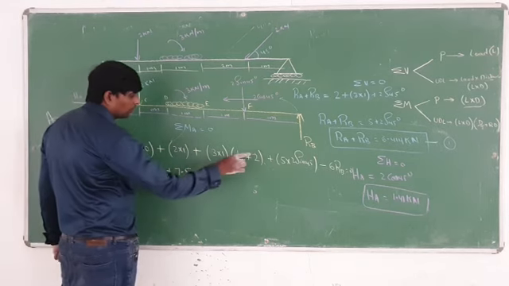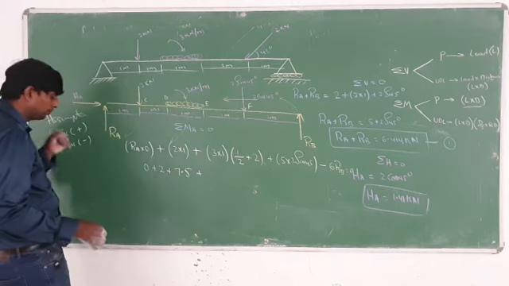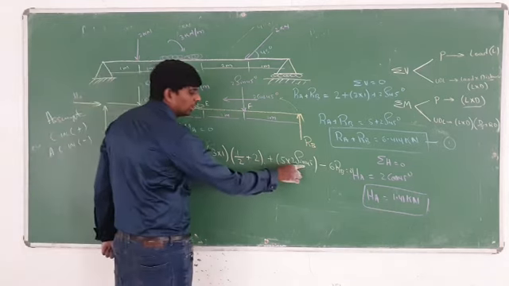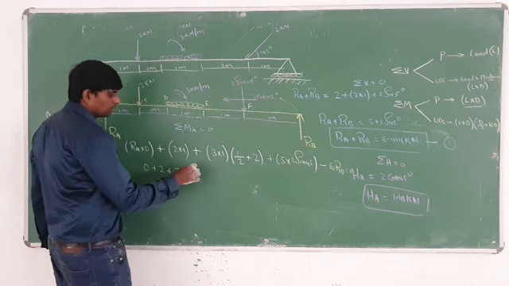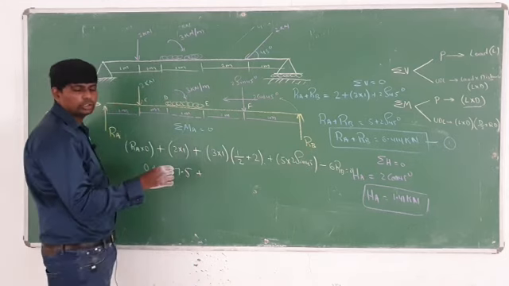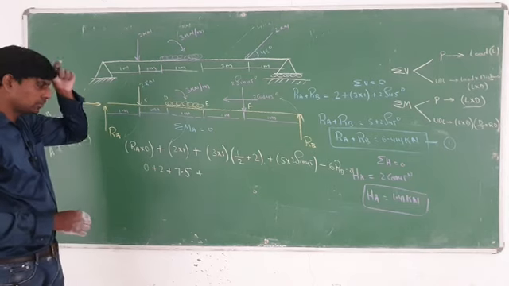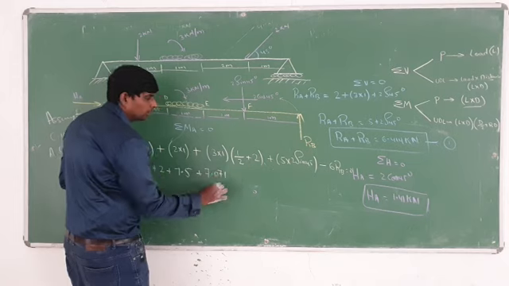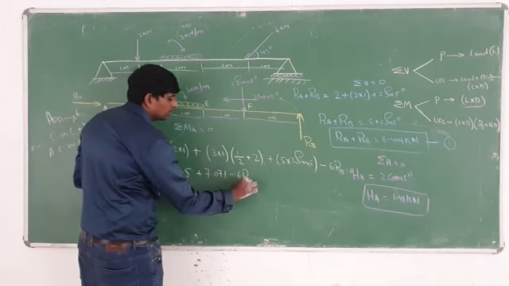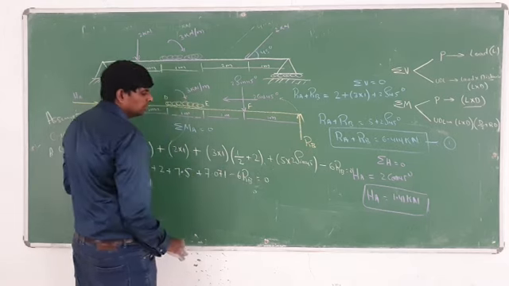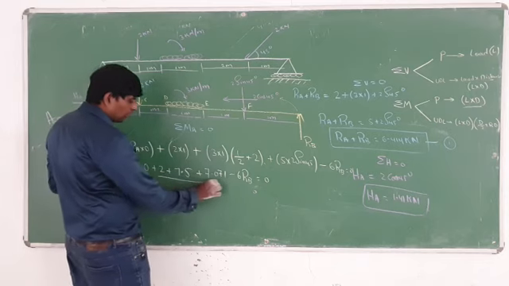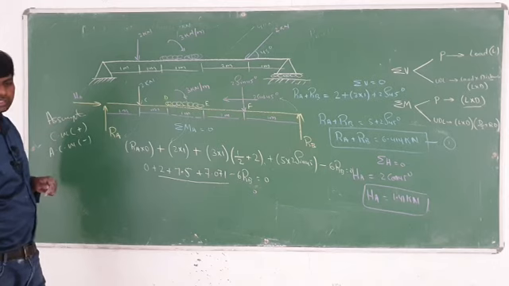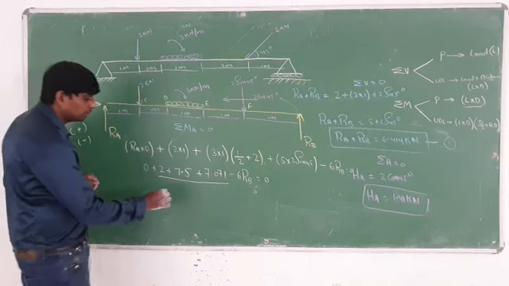Next one. 5 2s are 10. 10 into sine 45. 7.071 minus 6 RB is equal to 0. After that, what you have to do? You have to add this one. 7, 7, 14, 15, 16, 17 point. Check this one. 17. How much?